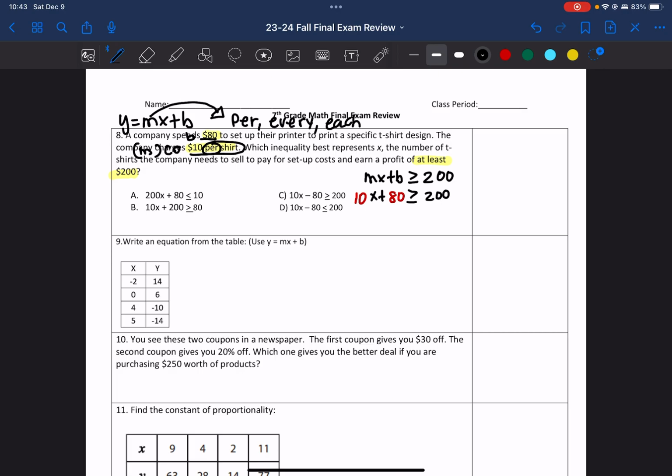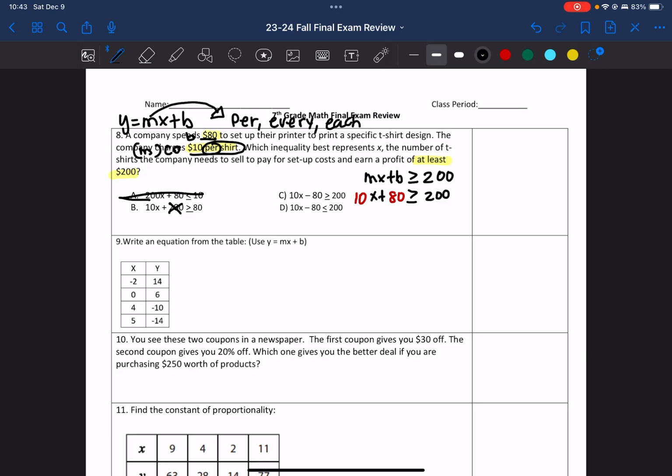And here we go. Okay, so let's look at the one that matches that. I see here this is saying 200x. That's going to be wrong. This is 2x plus 200. That's wrong because it has to be at least 200. This one says 10x minus 80.